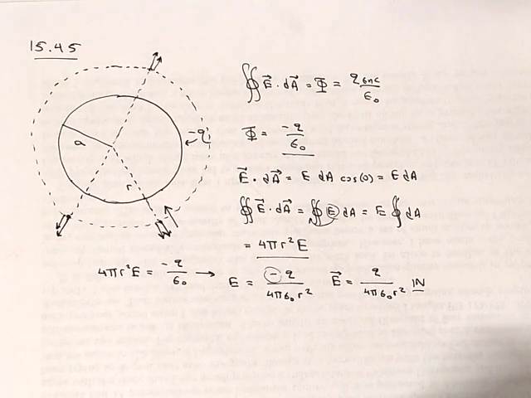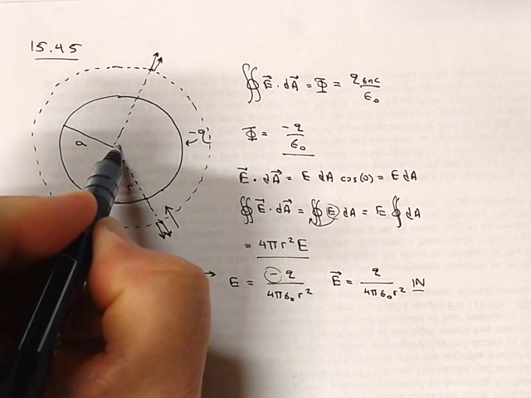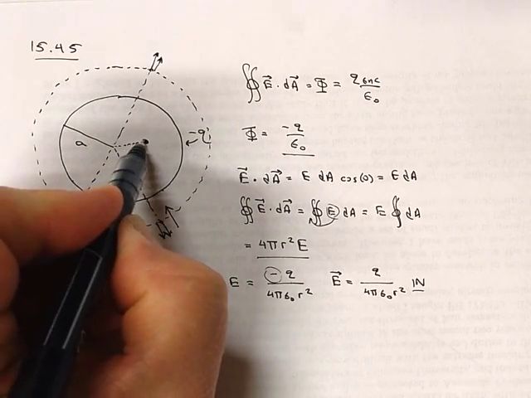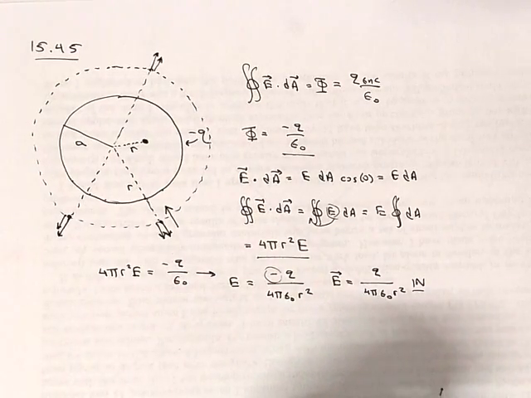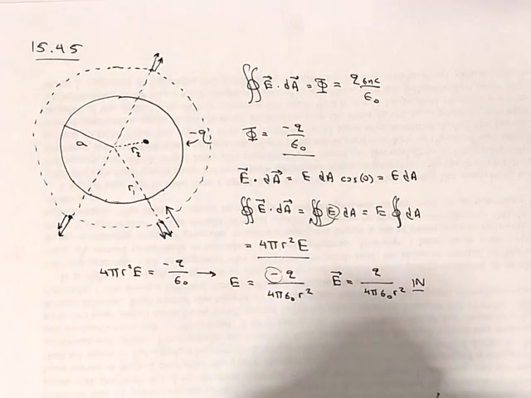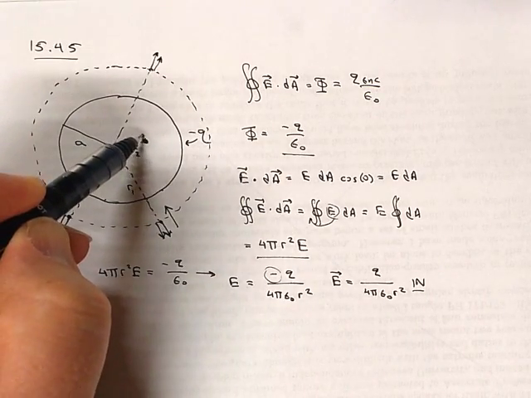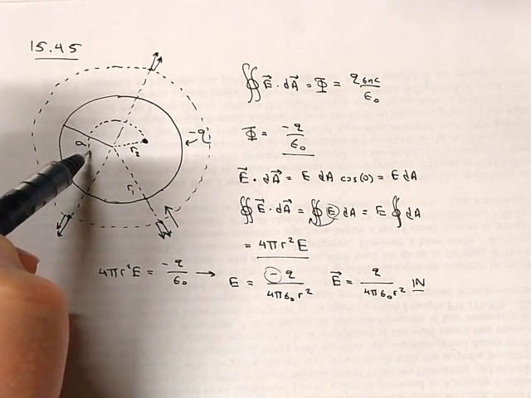Then part B asks us to find the electric field at a point r from the middle, but that is inside the shell. So I guess this is R1 and that's R2 for part B. Now I can do the same thing: find a spherical shell that includes that point.